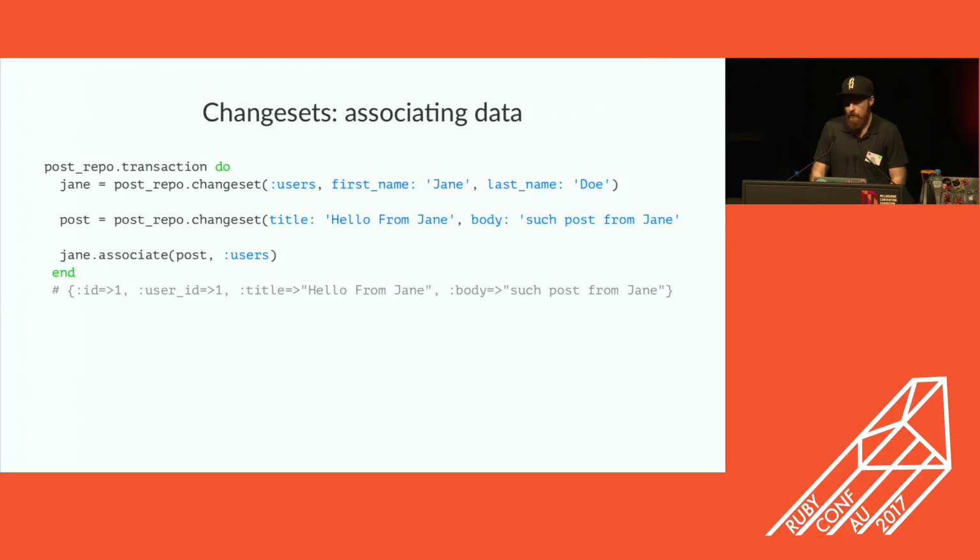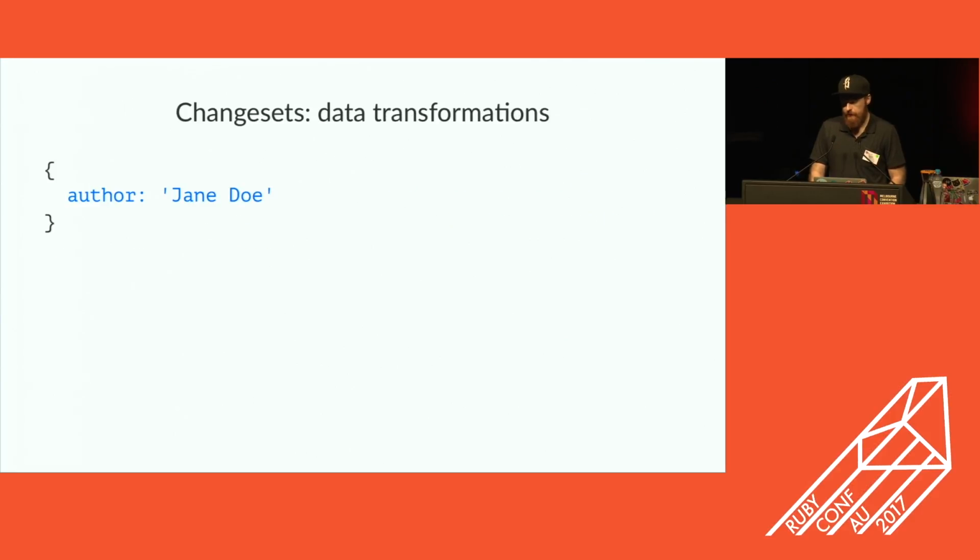But there's also another big reason why changesets are so useful, and it's the idea of data transformations, which is like a first-class concept in ROM. So let's say we want to create new users, but our system receives hashes like that, so just an author key. We don't have first name and last name, we just have authors. So what we need to do is to obviously split this value into first name and last name.